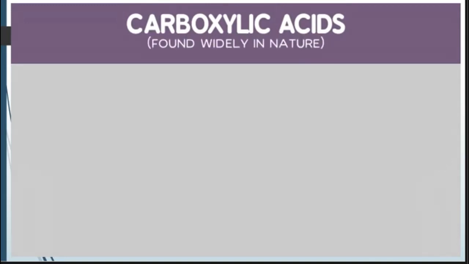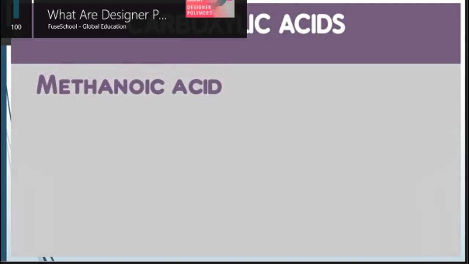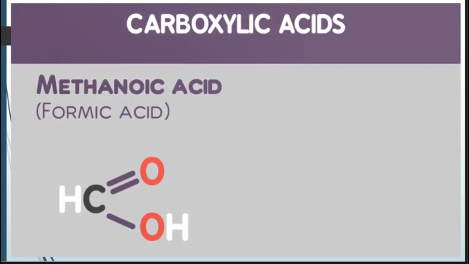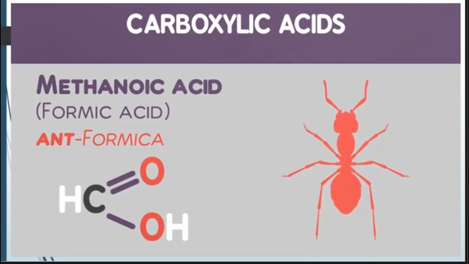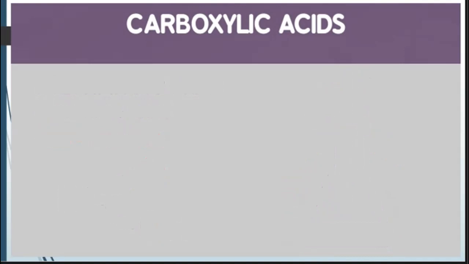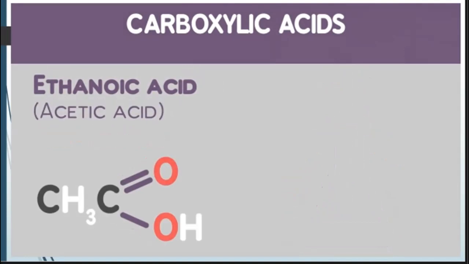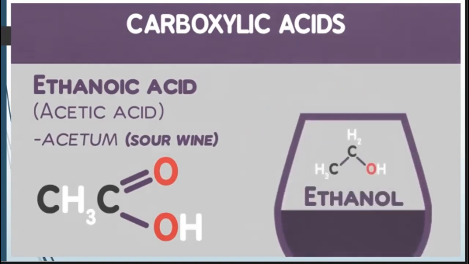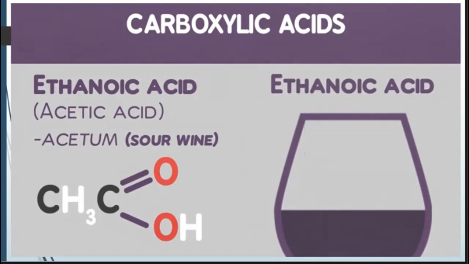Carboxylic acids are found widely in nature. Here are three examples. First up, methanoic acid. Methanoic acid is commonly called formic acid, from the Latin for ant, formica, as it is the compound red ants inject into their prey. It was first isolated by distilling red ants. Secondly, ethanoic acid. Ethanoic acid is commonly called acetic acid, from the Latin acetum, meaning sour wine. This is because wine, which is a solution of ethanol, is oxidized in the air to ethanoic acid.